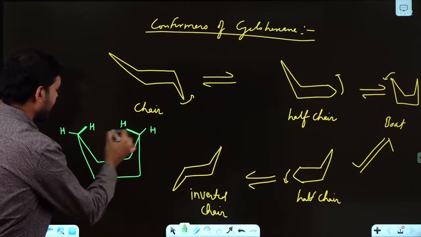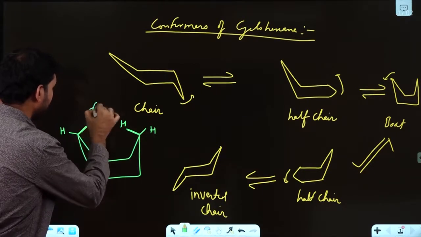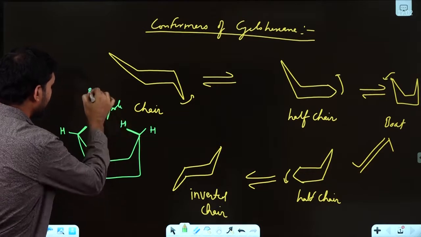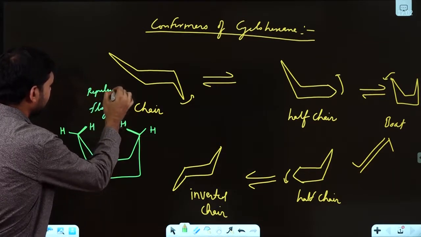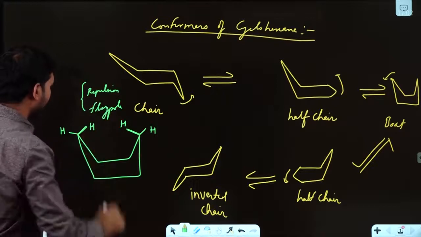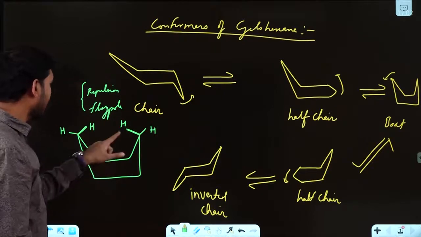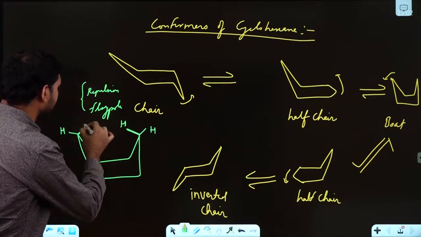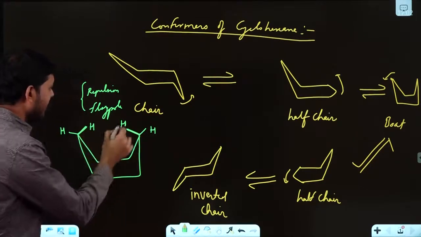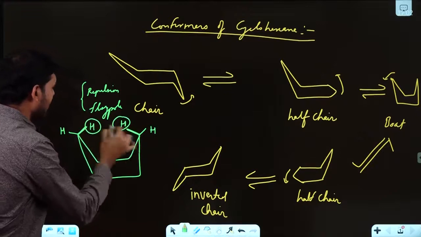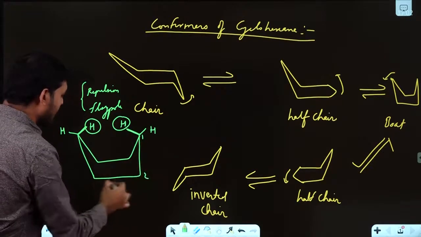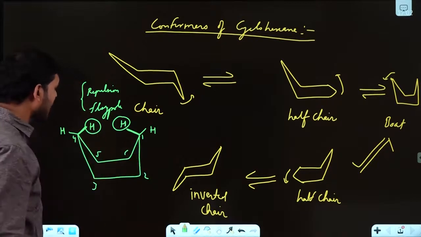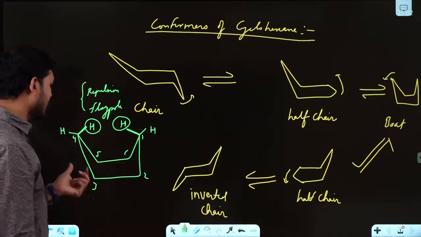Okay, flag part. So this is called as flagpole repulsion. So this boat form is having flagpole repulsion. Why? Due to this trans part, this side hydrogen and this side hydrogen. So it means if the bulky groups lies at this conformer, in boat conformer, in this 1,4 position, then it will be highly unstable, right?